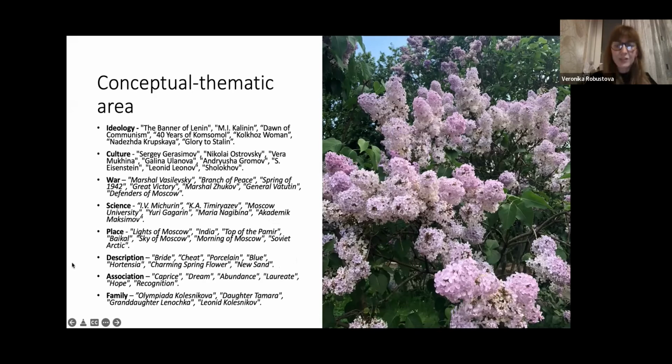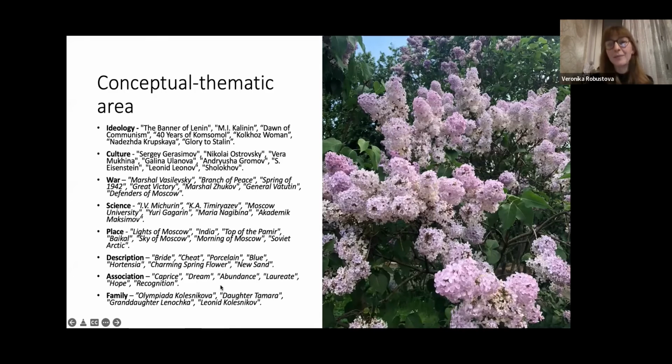And then associations which he has with his lilac: caprice, dream, abundance, laureate, hope, recognition. So again his personal associations and family. And what is interesting here is that for family he has only four sorts of lilac dedicated to the members of his family. Of course, one is dedicated to him, Leonid Kolesnikov, another to his daughter Tamara, another to his granddaughter Lenochka, and this one Olimpiada Kolesnikova.